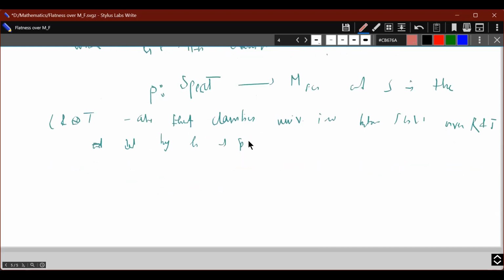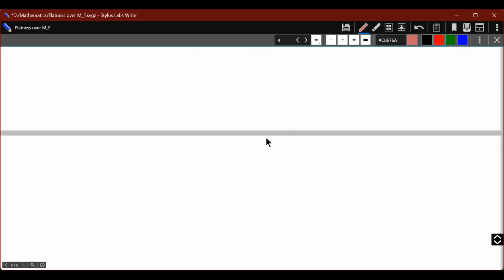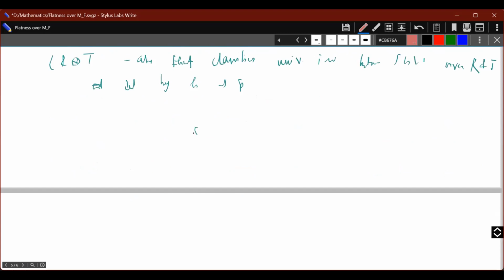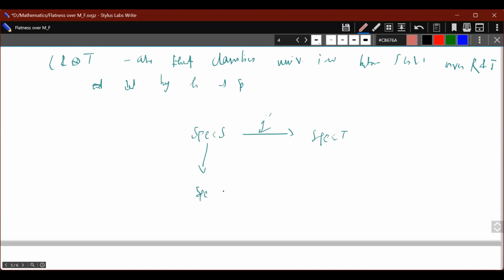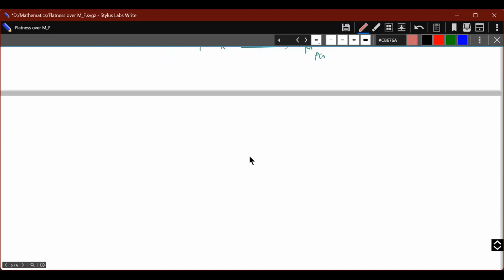Okay, so let me draw. We have a pullback square. So this is how the notation goes. Sorry, this is Q, right? P, and this will be my P prime. So now we define.